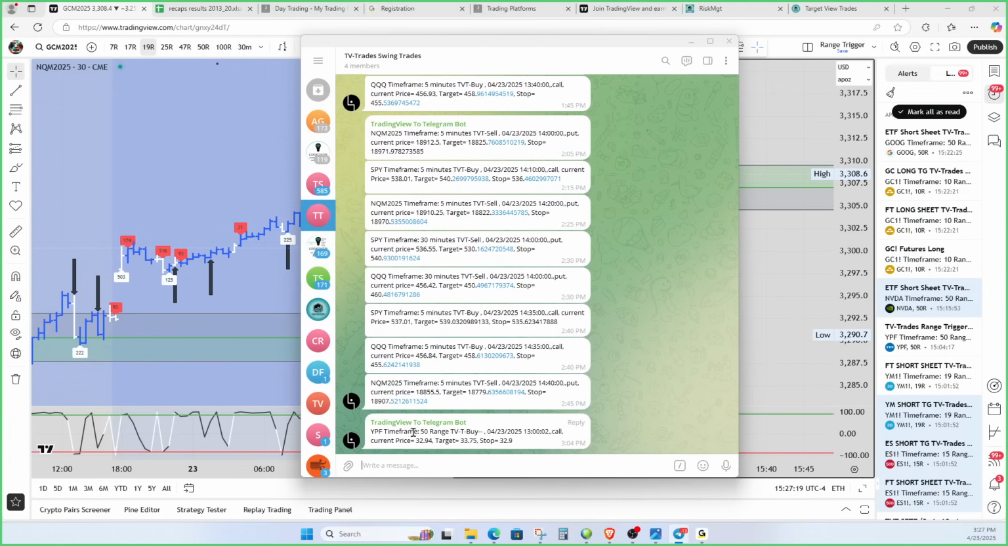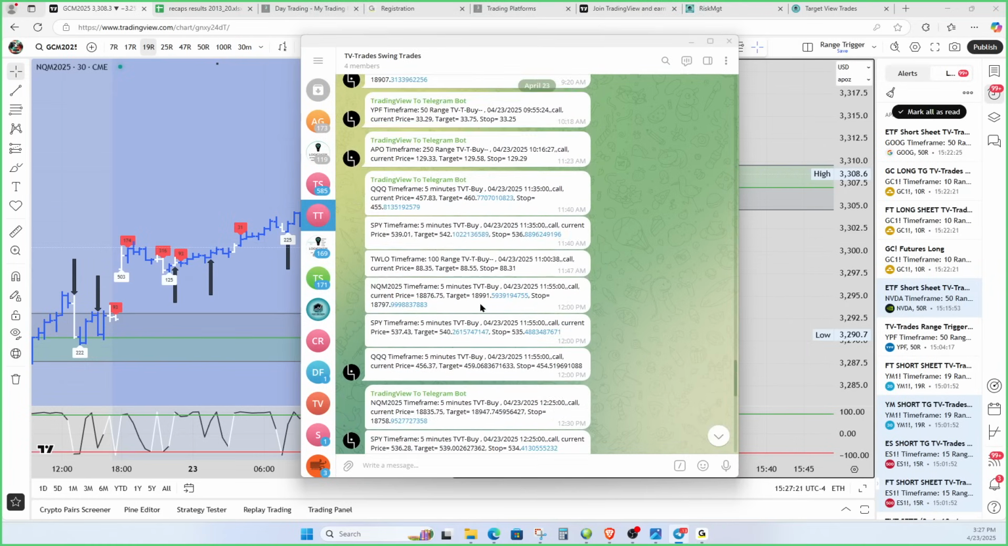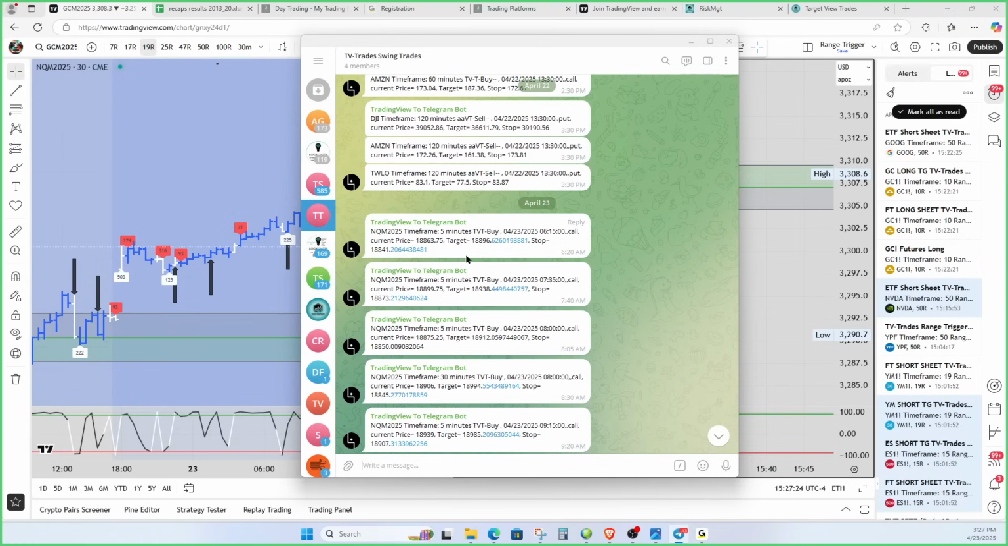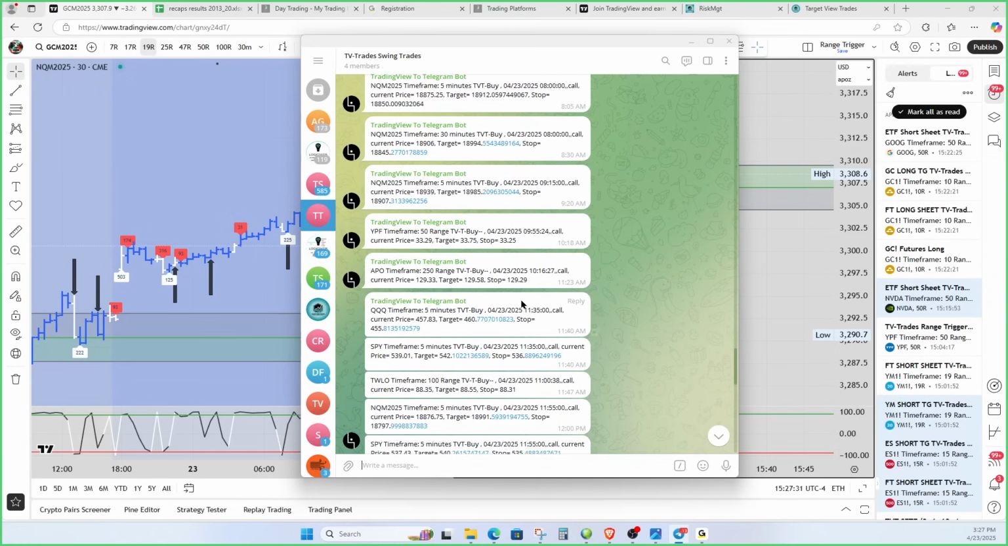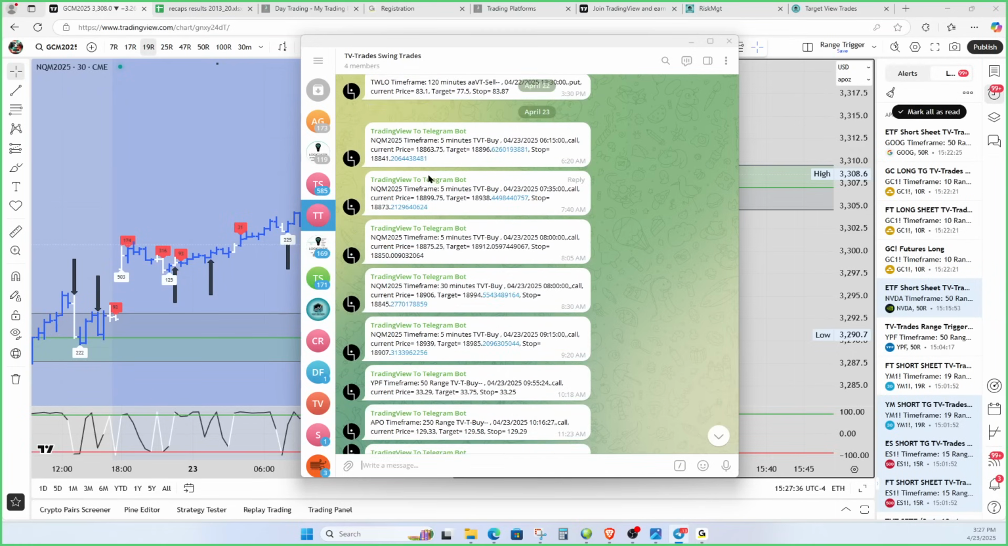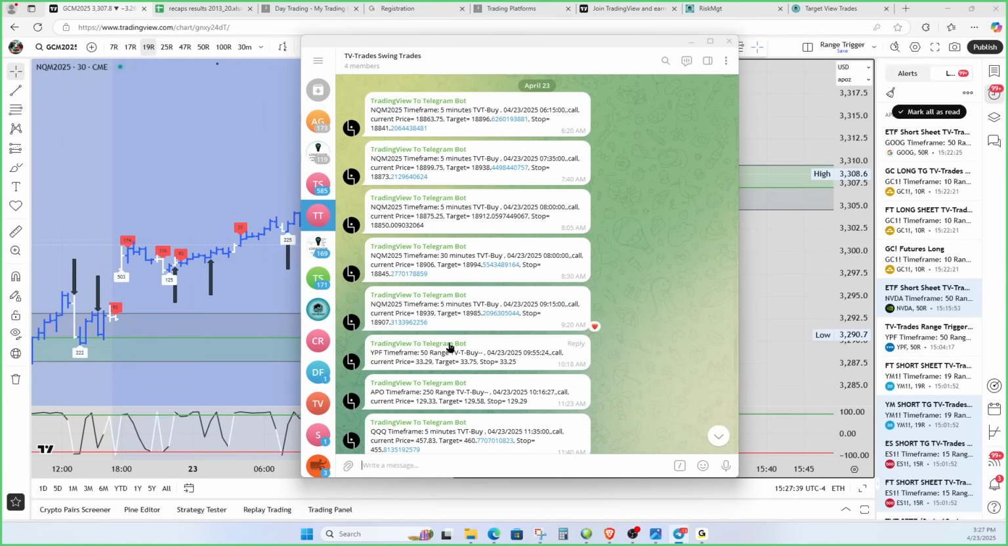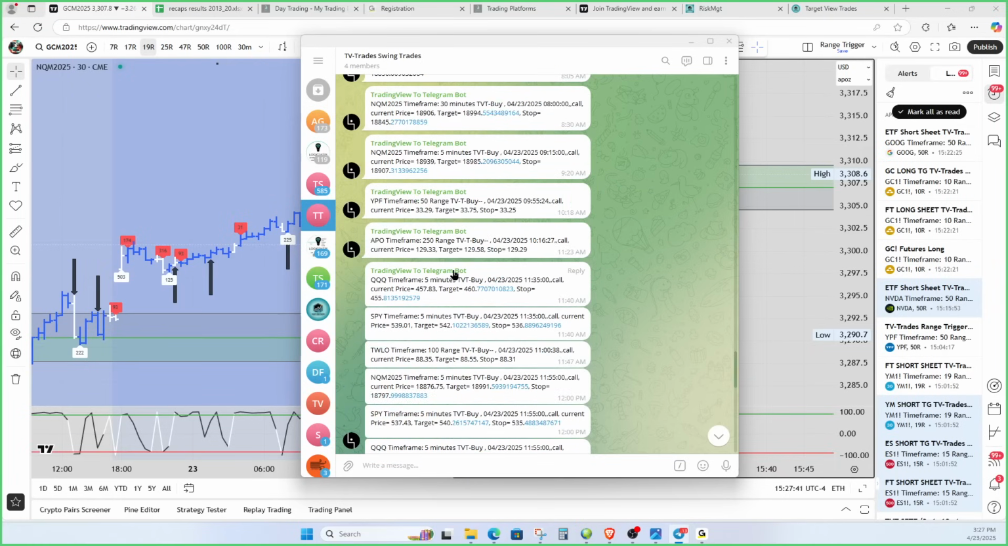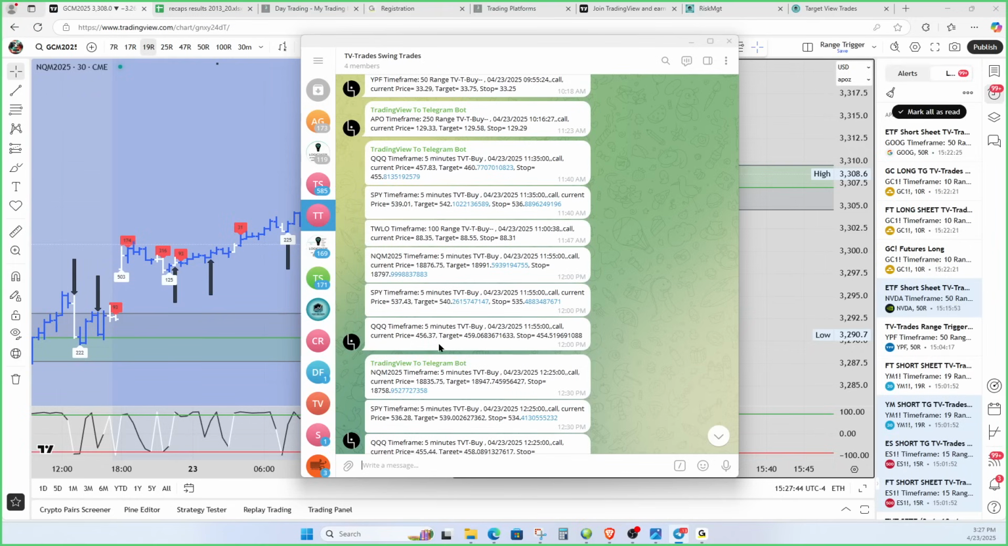Here, these are some of the swing trades that were generated today. Let me see if this goes back. Here we are, April 23rd. I did this morning, I think. I got it going. You can see the decimal places are not exactly right, so it's still a work in progress. But the ones on the NQ 5-minute, NQ 30-minute, and the larger time frame NQ ones, and the QQQ 30 and 5-minute, and the SPY 30 and 5-minute, the ones with the odd decimal places, those are all things that were triggered today.